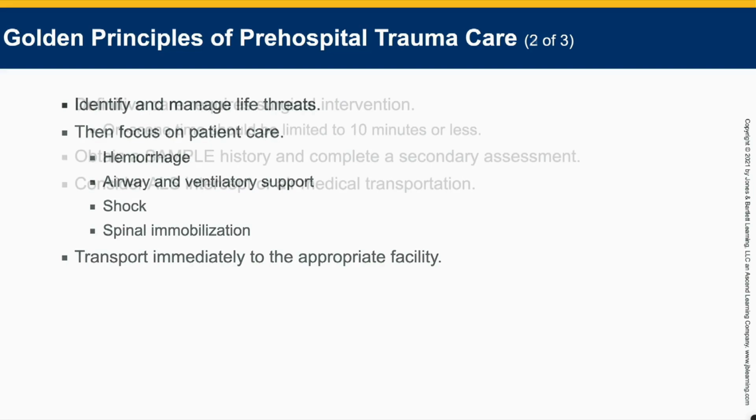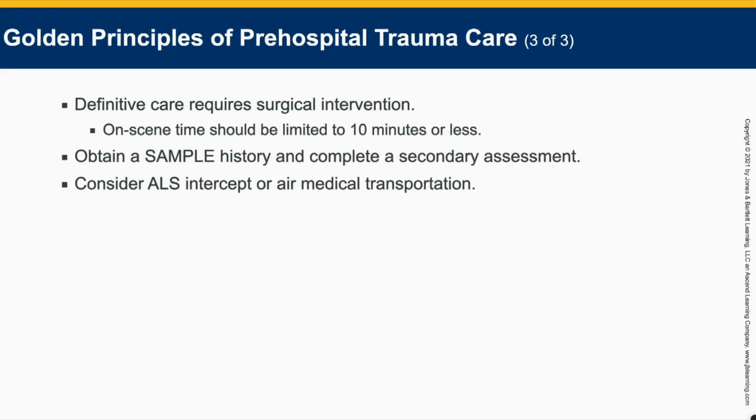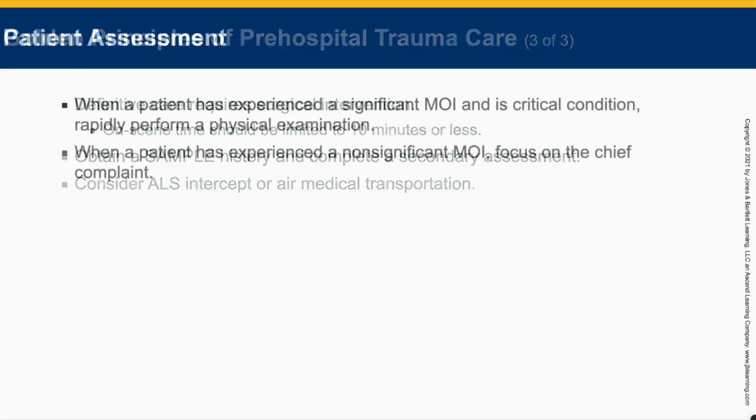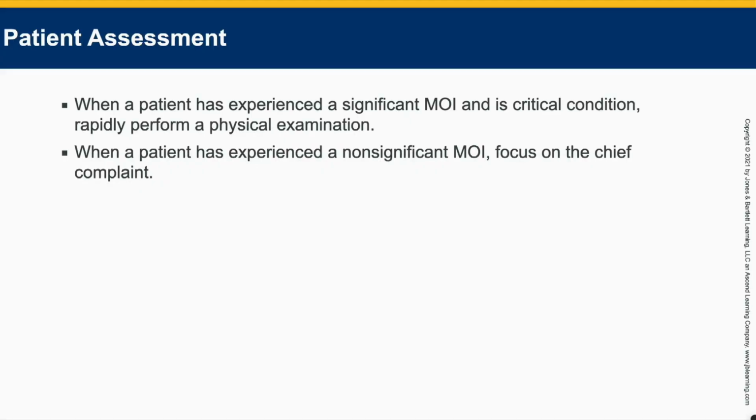Throughout all of this, you need to be thinking about rapid transport, getting the patient to the facility as quickly as possible. And finally, when we talk about trauma care, you have to remember definitive care happens at the hospital, often requiring surgical interventions. That's why your on-scene time should be limited, ideally 10 minutes or less for our critical trauma patients. You do what you need to do, but don't stay on scene longer than necessary. As you're moving, you can gather a sample history and continue with your secondary assessment, but transport should already be in progress.